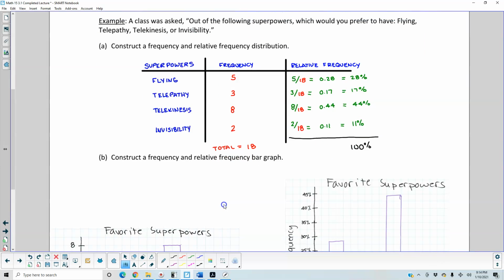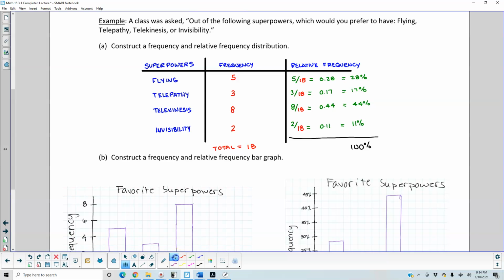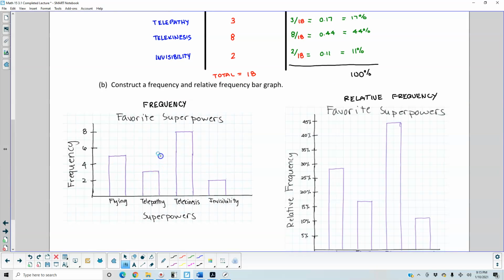Now, when we want to construct a frequency and a relative frequency bar graph, let's take a look at this first one here. This first one is our frequency bar graph. And this is going to be our relative frequency bar graph. So now let's take a look below here. So what do we do here? Well, we have superpowers, which is on the horizontal axis. The frequency or relative frequency should always be on the vertical axis.